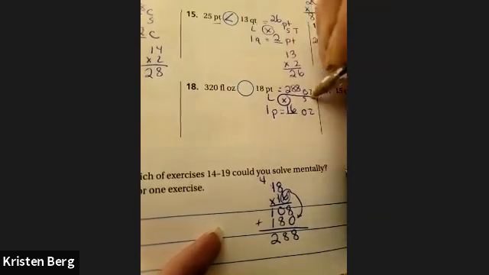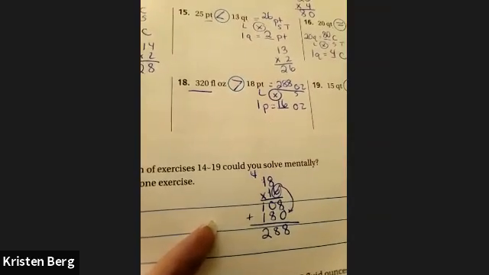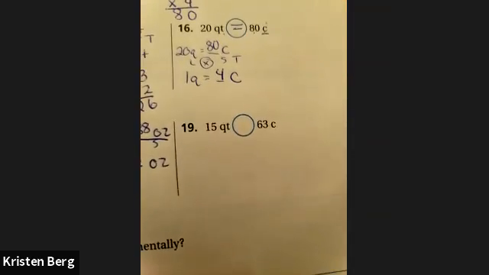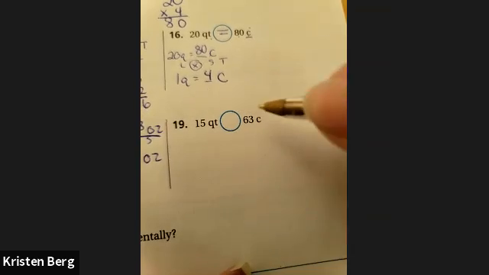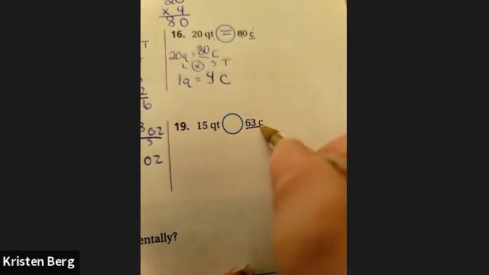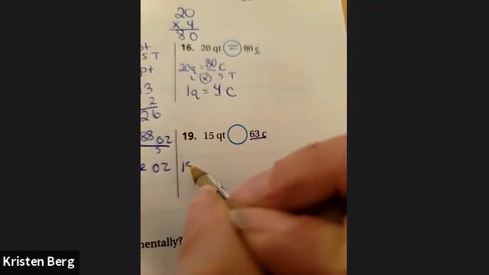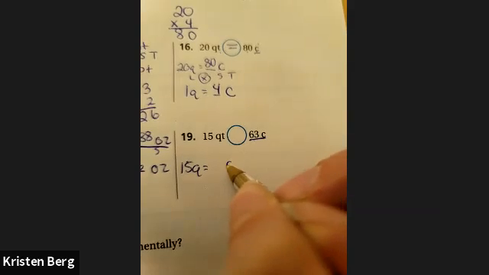288 ounces versus 320. Which one is bigger? Definitely the 320. Next, which one is the smaller unit? It is definitely cups. So I'm going to change 15 quarts to cups.